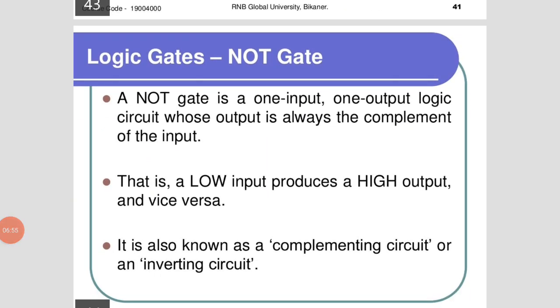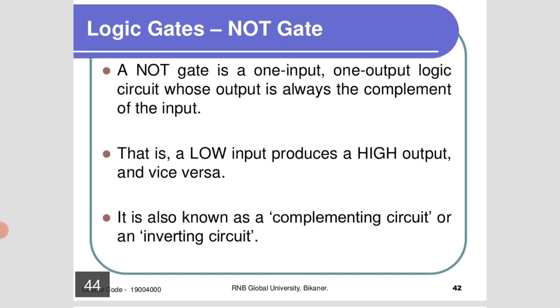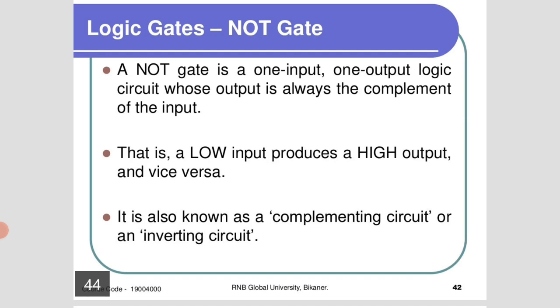Next logic gate is the NOT gate. We saw the OR gate and AND gate. Next is the NOT gate. A NOT gate is a one input, one output logic circuit whose output is always the complement of the input. That is, a low input produces a high output and vice versa. It is also known as a complementing circuit or an inverting circuit.